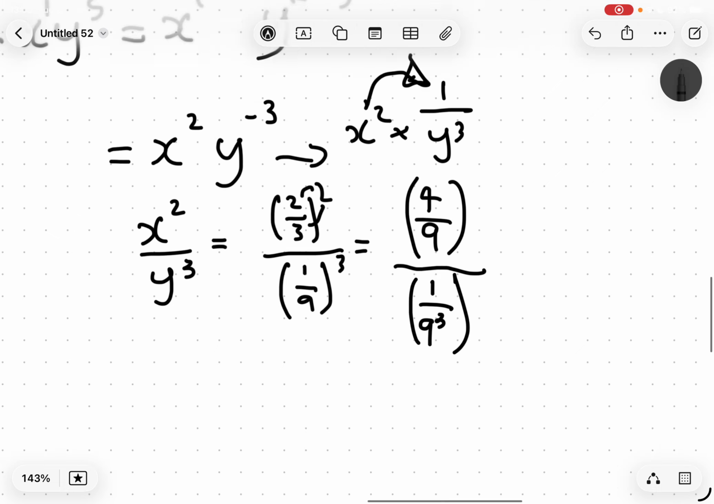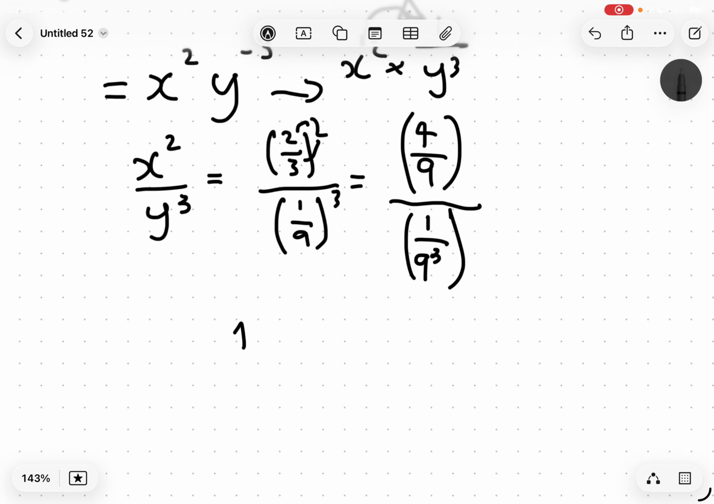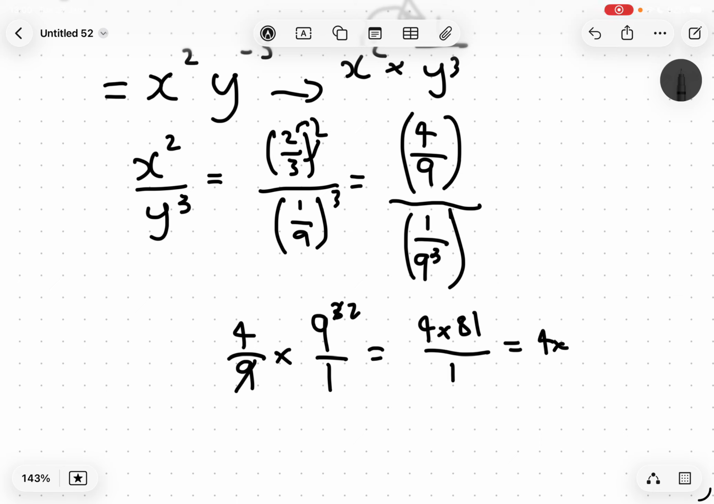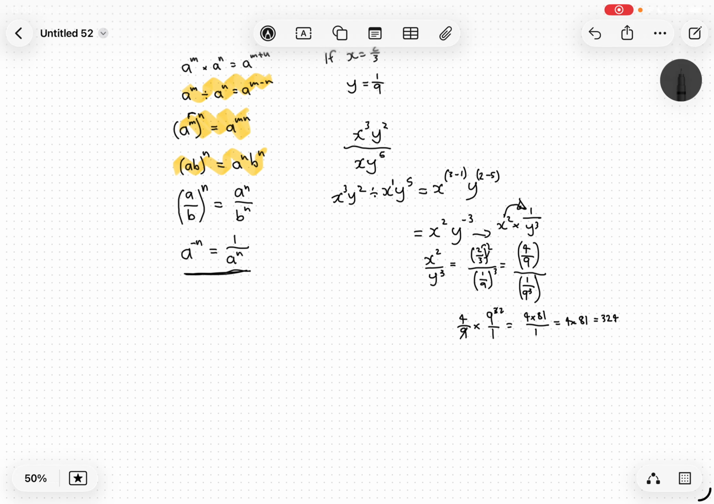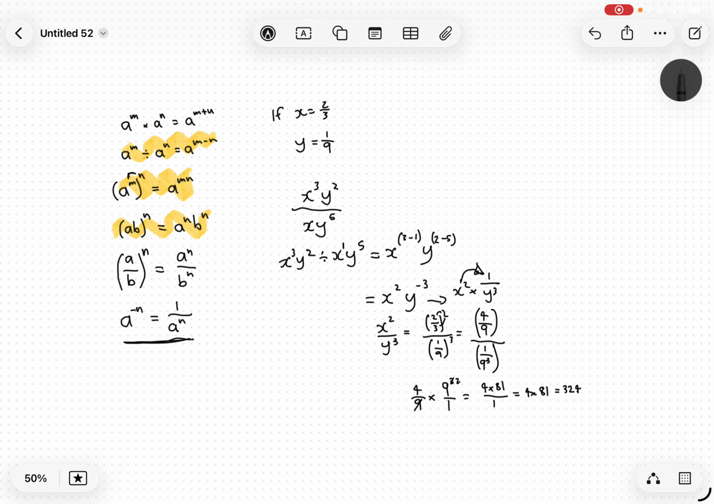So now when we're doing it like this, we flip the bottom one, so we get 4 on 9 times 9 cubed on 1. So now we can cancel. We can cancel one of these to make it a 2. Cancel that, so we're going to get 4 times 81 on 1, or just 4 times 81 equals 324. There you go.